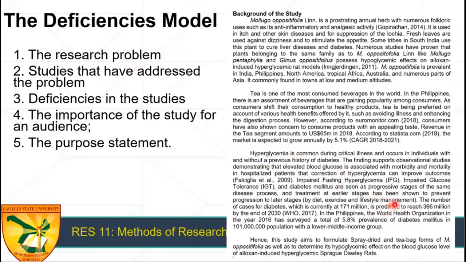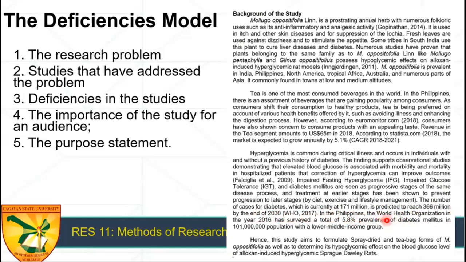Still a research problem. Here you will see the examples of the statistics that you need to put under a background of the study. You will see here that the number of cases of diabetes, which is currently at 171 million, is predicted to reach 366 million by the end of 2030.